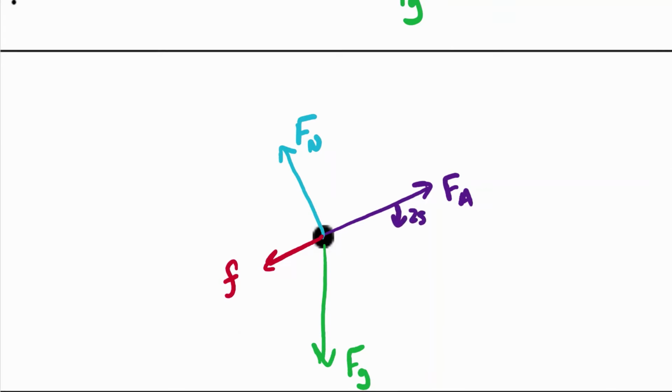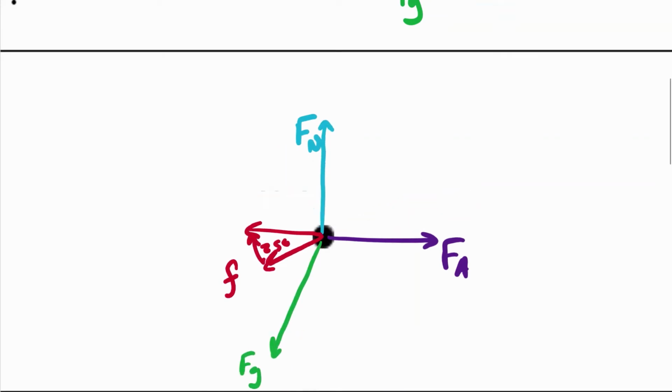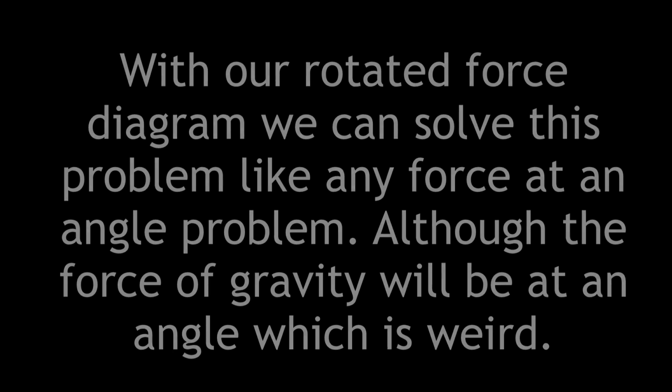This means we take all of our forces and rotate each of them 25 degrees. So our new rotated force diagram will look something like this. With our rotated force diagram, we can solve this problem like any force at an angle problem, although the force of gravity will be at an angle, which is weird.